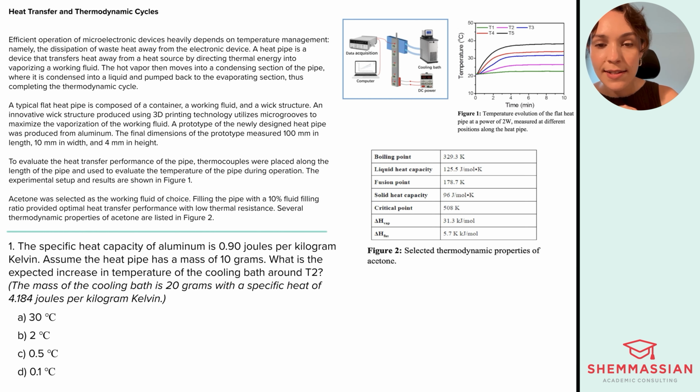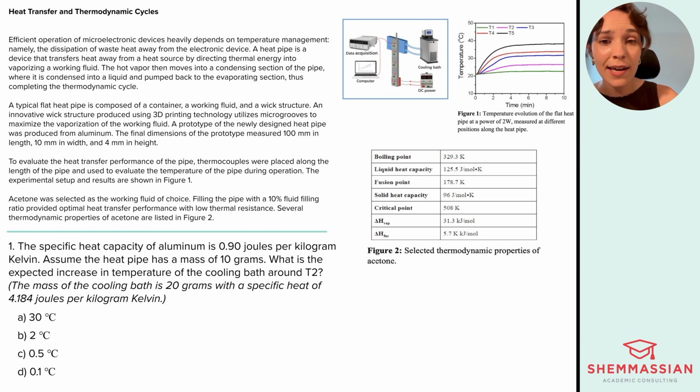Question 1 asks, the specific heat capacity of aluminum is 0.90 joules per kilogram Kelvin. Assume the heat pipe has a mass of 10 grams. What is the expected increase in temperature of the cooling bath around T2? The mass of the cooling bath is 20 grams with a specific heat of 4.184 joules per kilogram Kelvin.